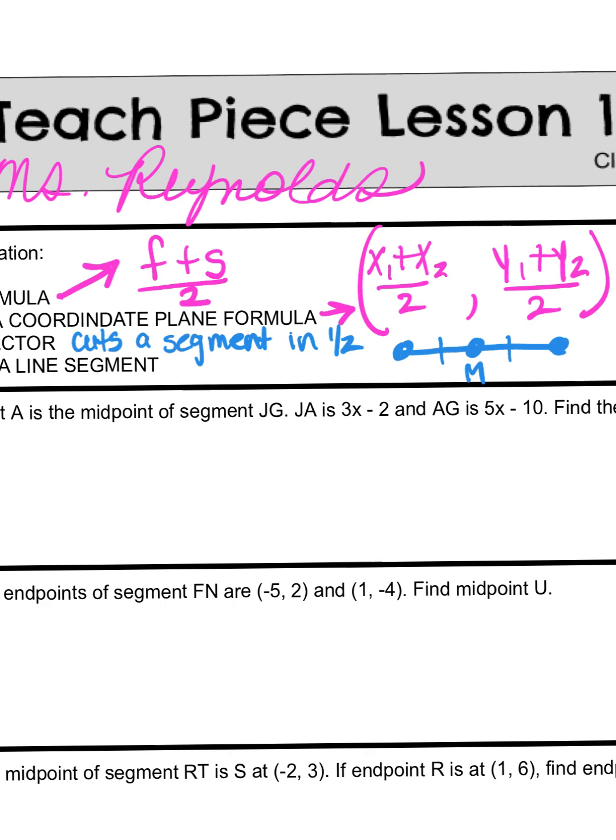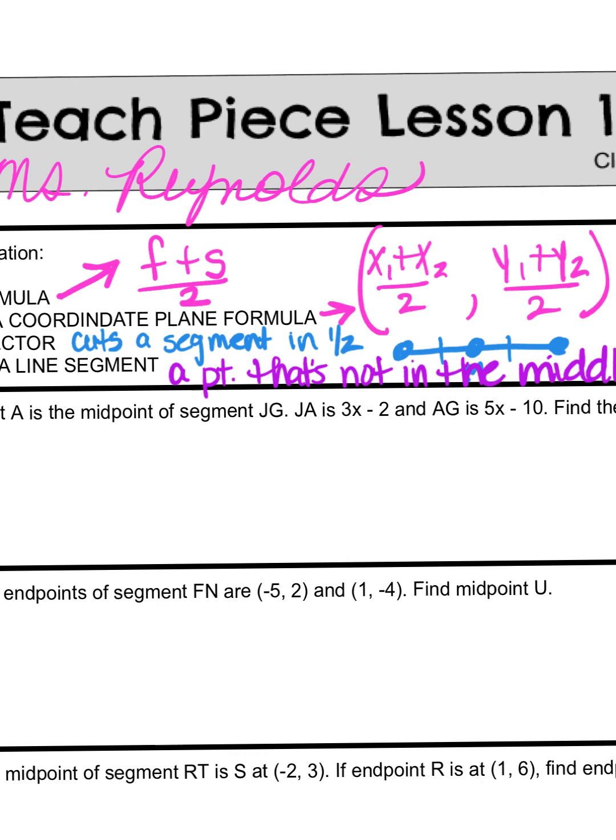And last thing we're going to talk about is partitioning a line segment. So partitioning a line segment is finding a point that's not the middle. Okay? So partitioning is a point, and I'm putting PT for point, that's not in the middle. Finding a point that's not in the middle. So it's going to be a quarter or a third or 3/5 or whatever.